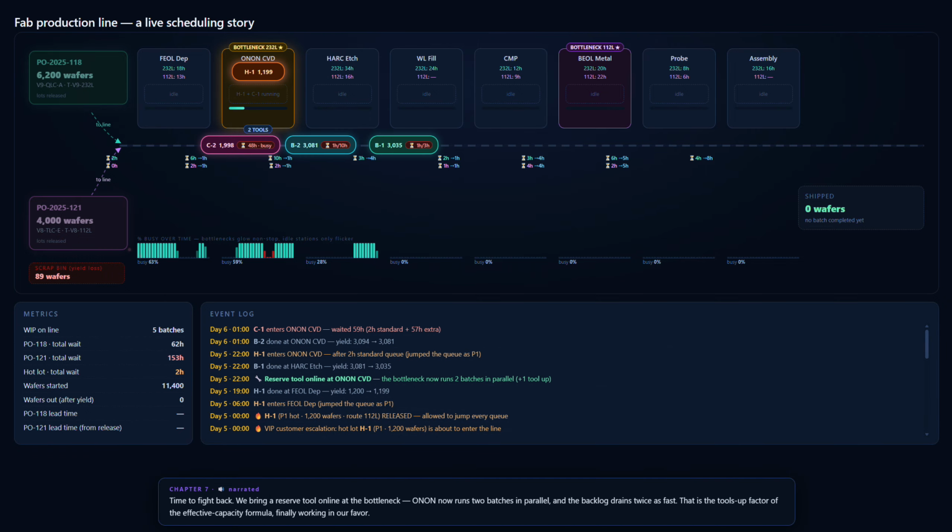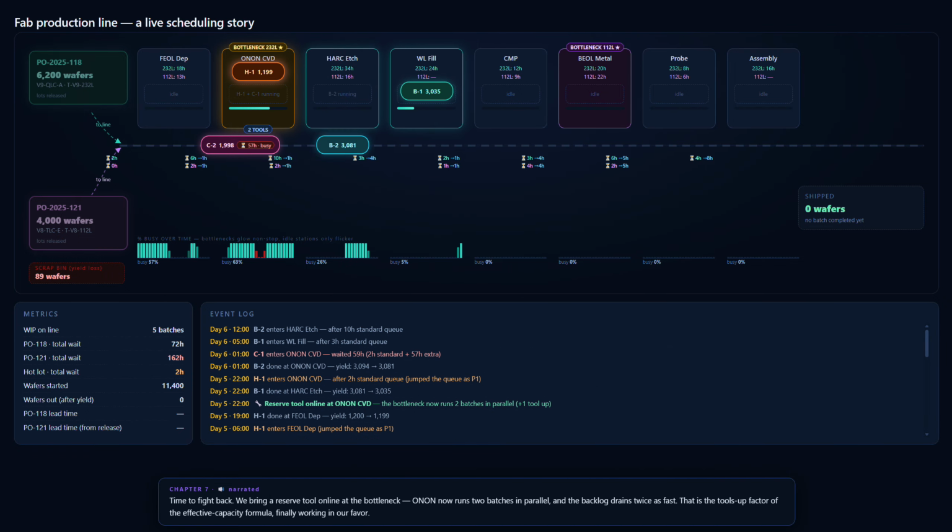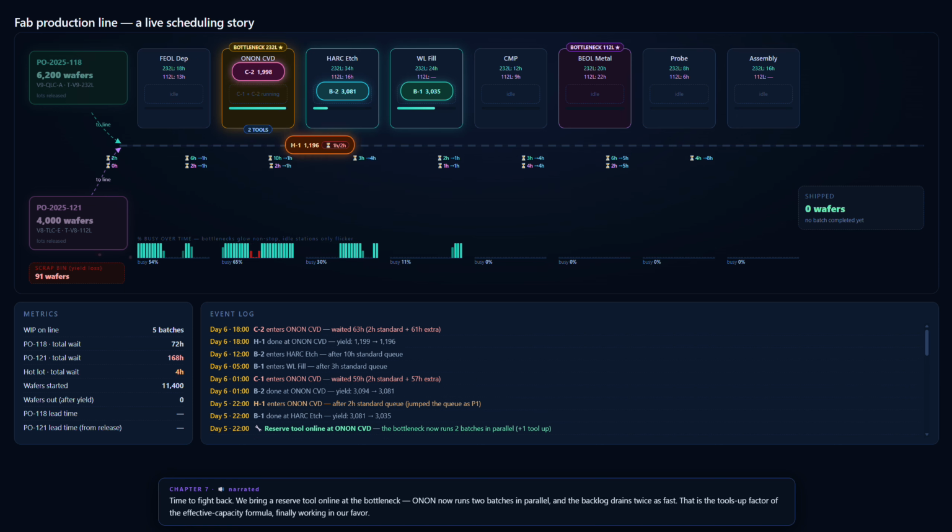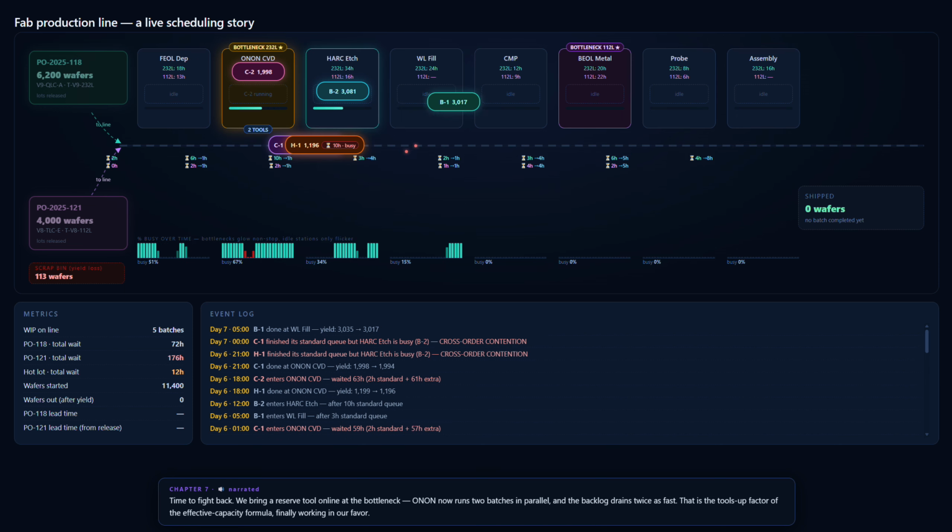Time to fight back. We bring a reserve tool online at the bottleneck. ON now runs two batches in parallel, and the backlog drains twice as fast. That is the tools up factor of the effective capacity formula, finally working in our favor.